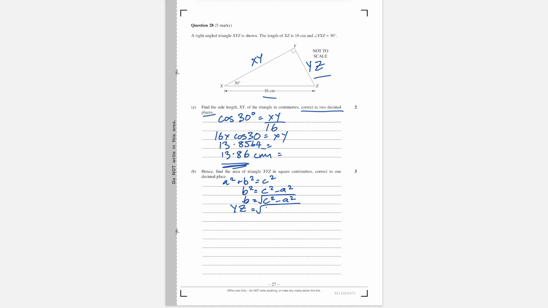is equal to c squared, which is 16 squared, take away XY, which is 13.86 squared. Right, so let's plug that into our calculator. 16 squared minus 13.86 squared. And then we square root that, and we get 7.99377.